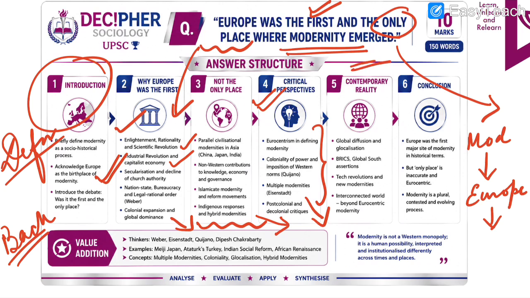So, the reality plus the conclusion you can write together, and in the conclusion you simply need to once again emphasize your point that yes, Europe was the first place where modernity or signs of modernity were seen, but when we are saying that it was the only place, then it means that we are taking a Eurocentric view or perspective from the Europeans, which would be wrong, right.